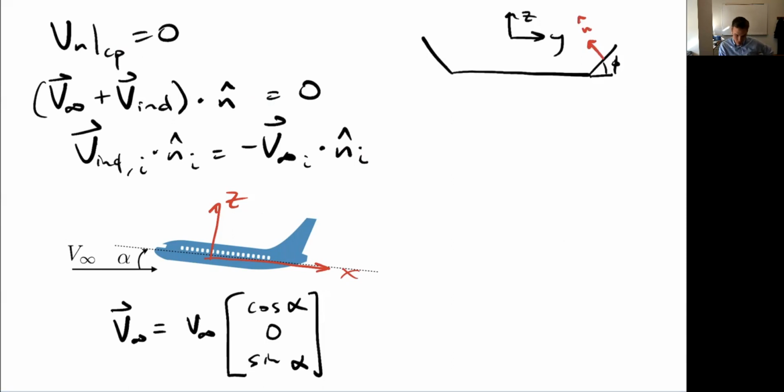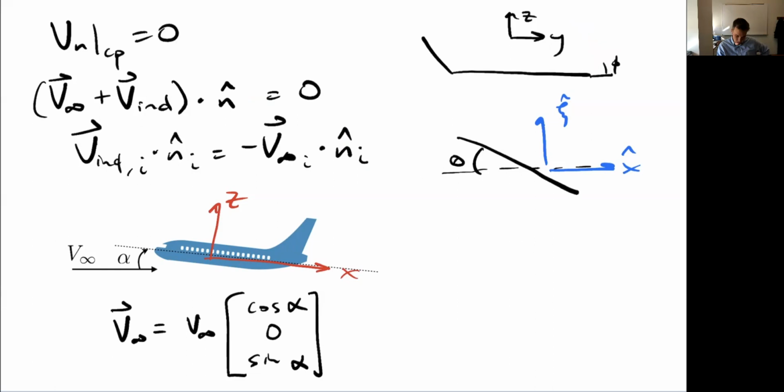But I also need to account for the twist. If I look at a side view of my wing, each section may have some twist. So here's my reference plane. This would be theta, what we call twist. This is my x hat, downstream is my x direction. And this I'll call zeta. Actually, I shouldn't have called this n hat. It's zeta hat because this is an intermediate reference frame.